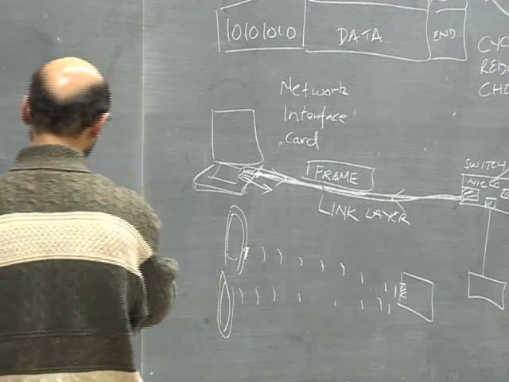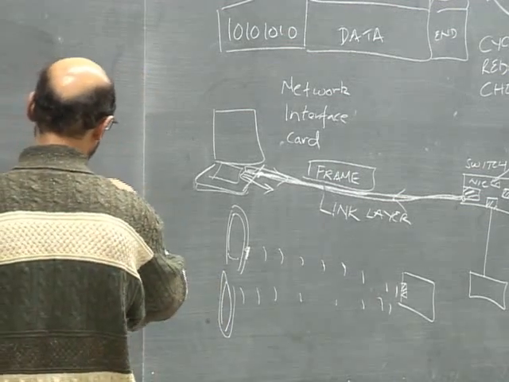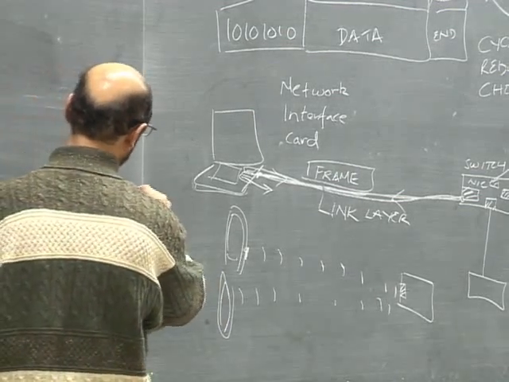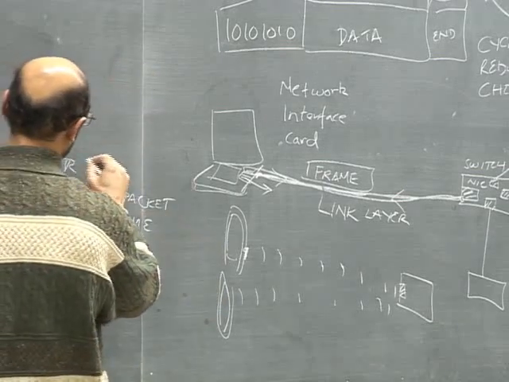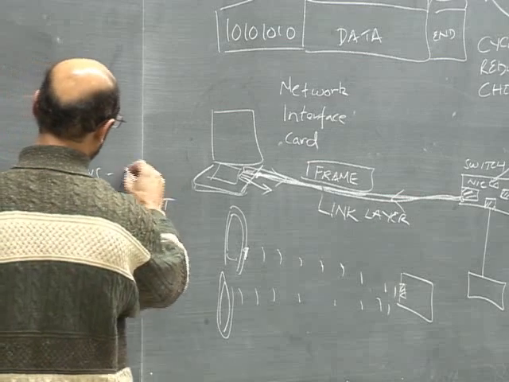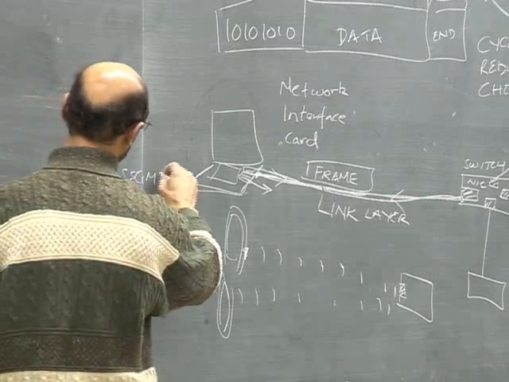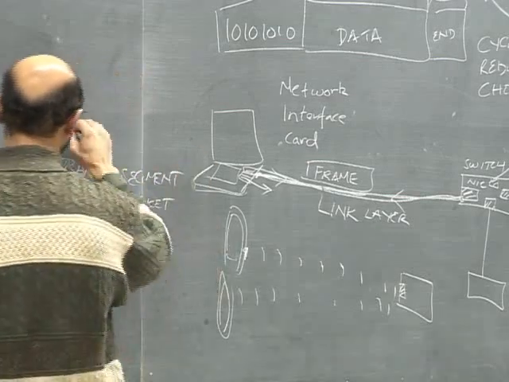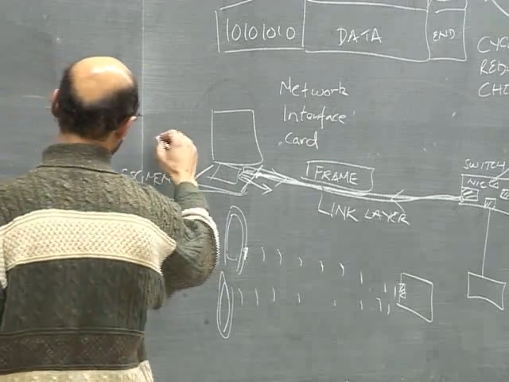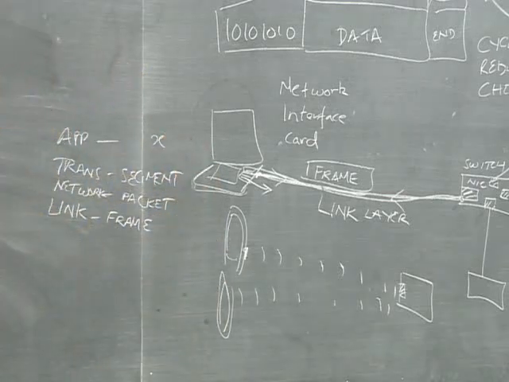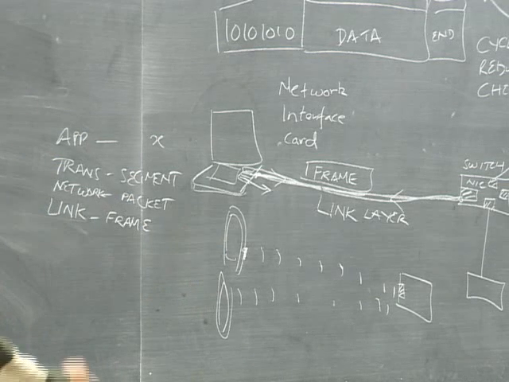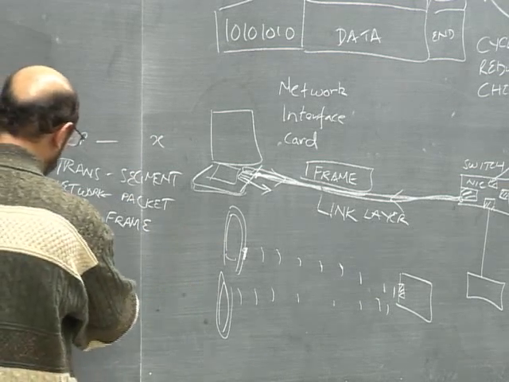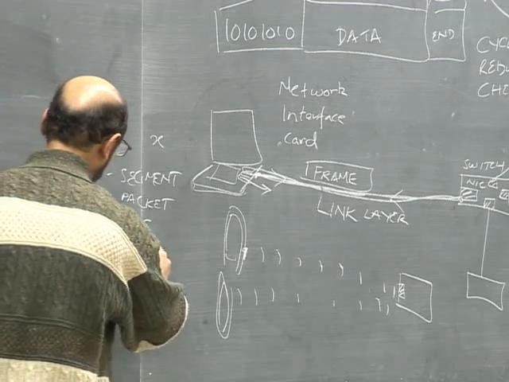At the network layer, we call it a packet. And at the transport layer, we call it a segment. Especially in TCP, it's called a segment. And then at the application layer, you can call it whatever you want. It's your application. Do what you want. So yes, you're right. And at the physical layer, it's just bits. We have nothing beyond that.